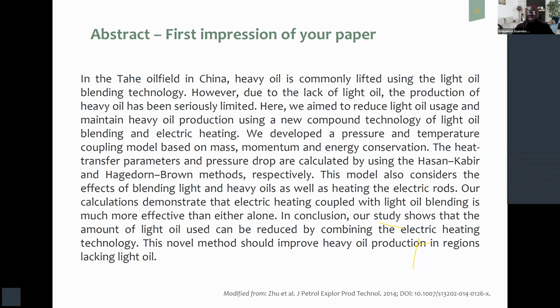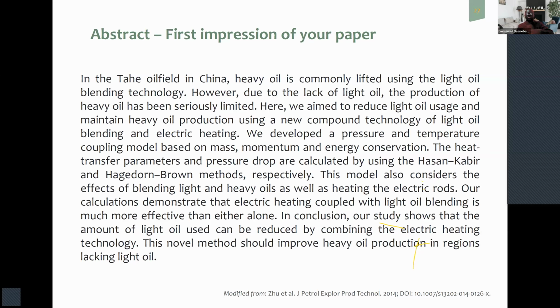In conclusion, our study shows that the amount of light oil use can be reduced by combining the electric heating technology. This is what? A conclusion. This novel method should improve heavy oil production in regions lacking light oil. Implications. Further research. So you see how a very good abstract should be written.